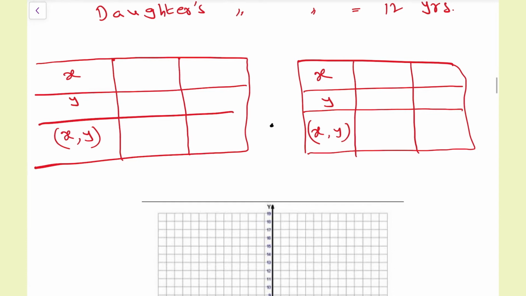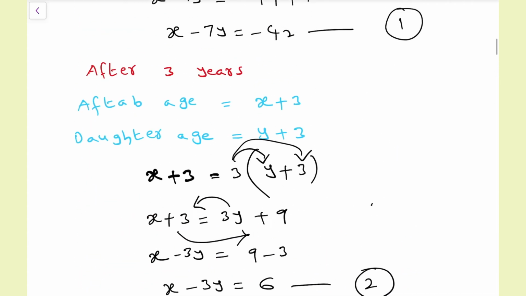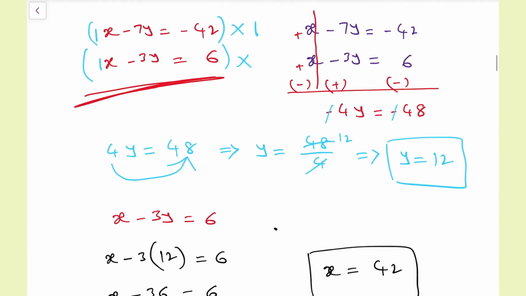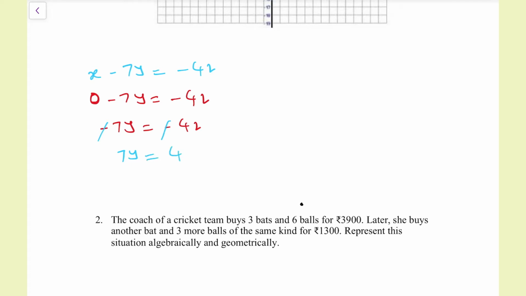First thing we need to do is take the first equation, x minus 7y equals minus 42. In the place of x, substitute 0. Minus 7y equals minus 42. 0 is not at all necessary, so just remove it. We remain with minus 7y equals minus 42. Minus, minus both will get cancelled. Then we remain with 7y equals 42.